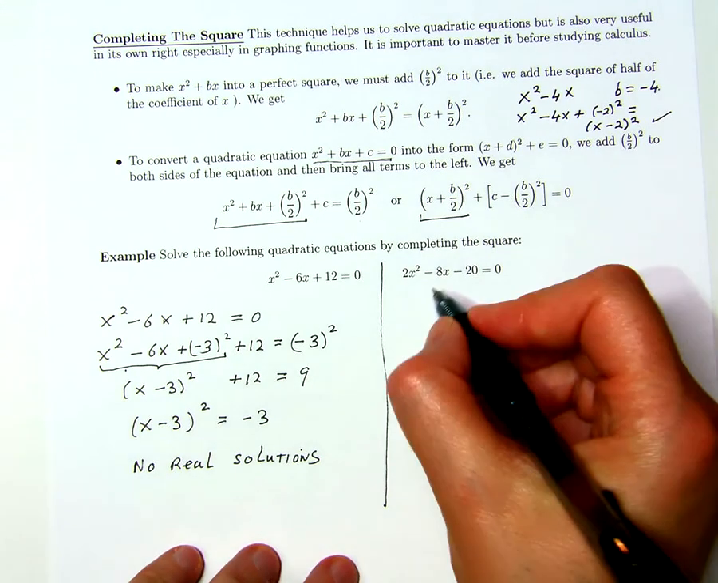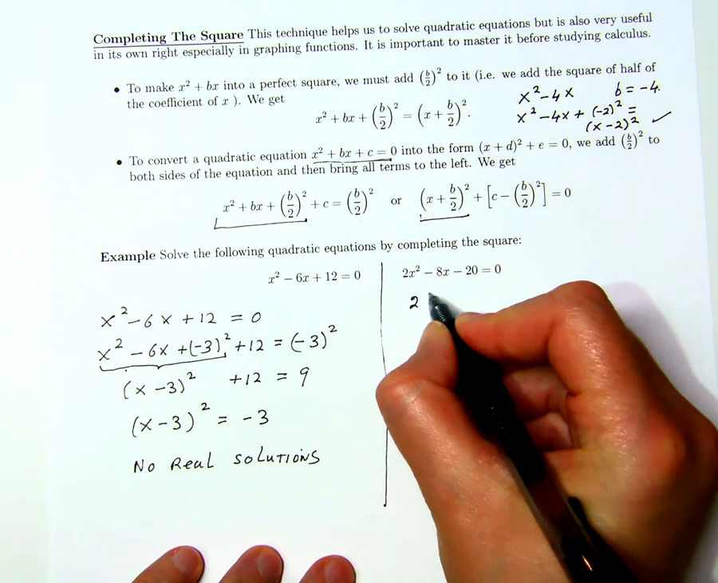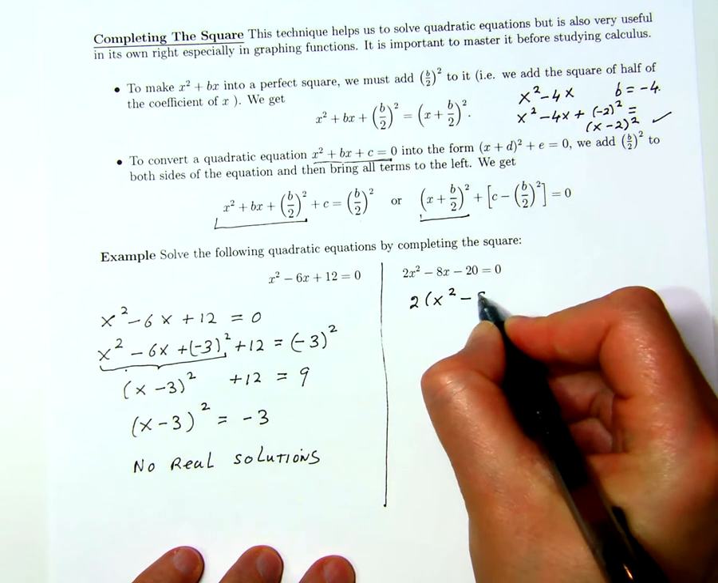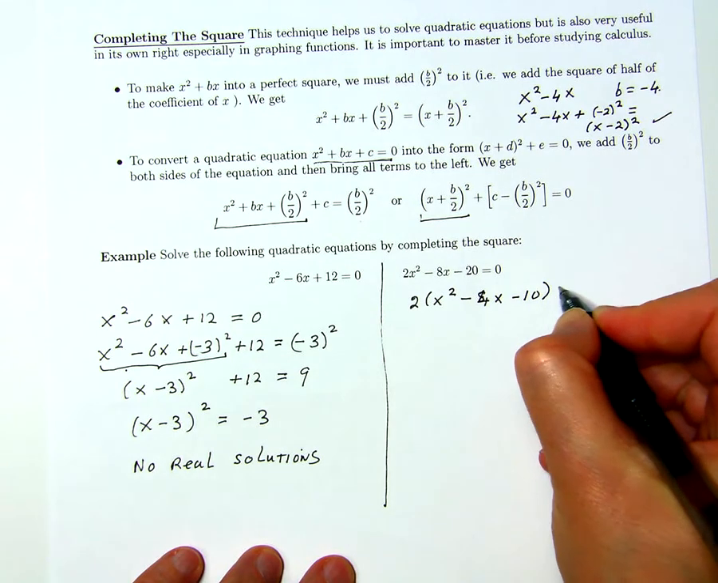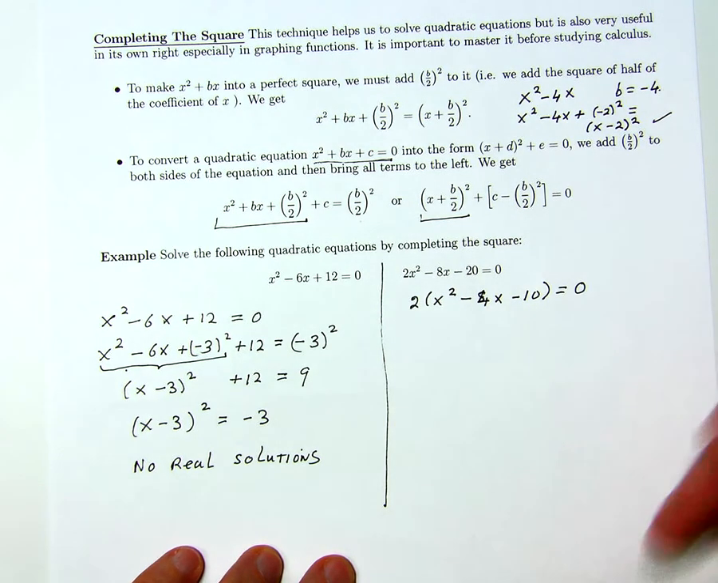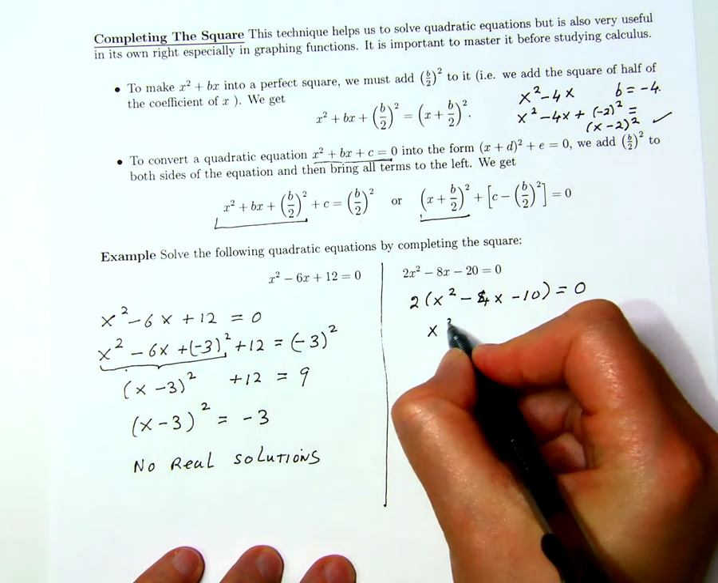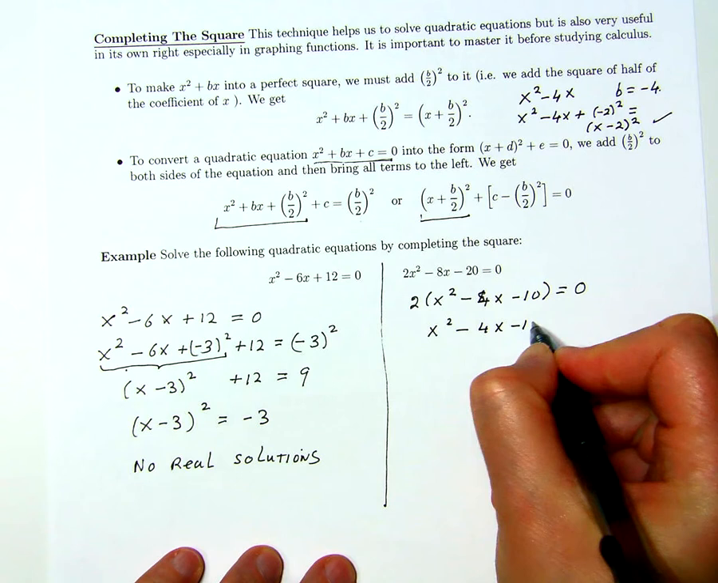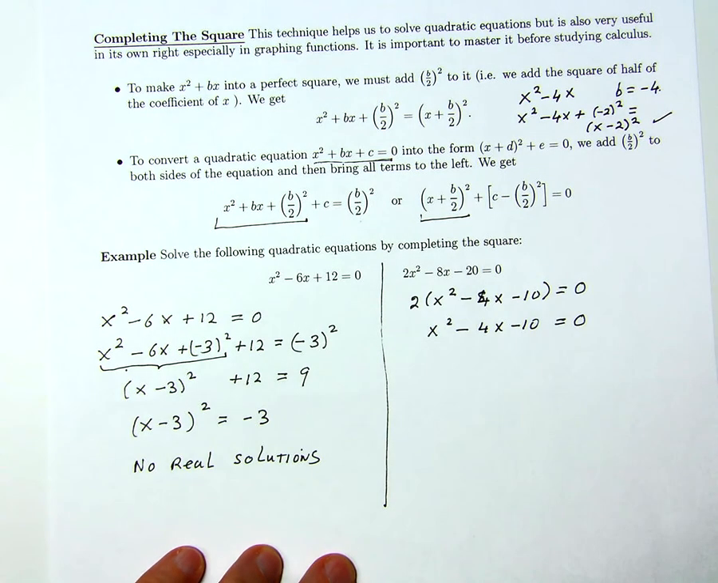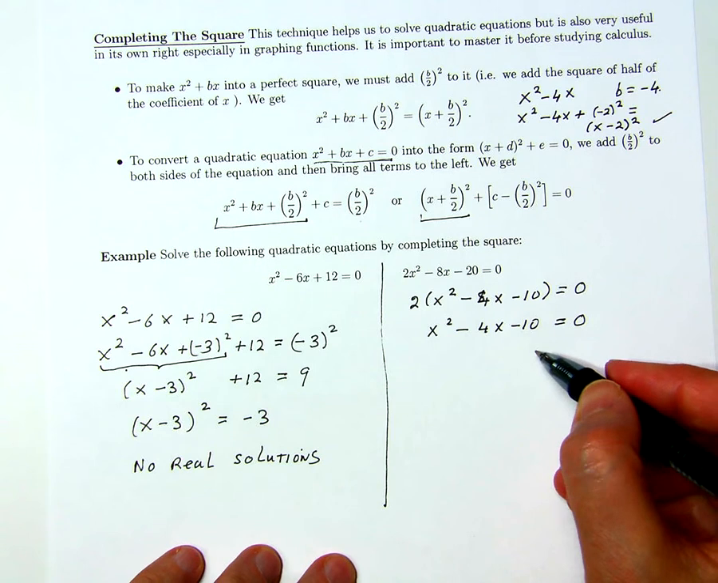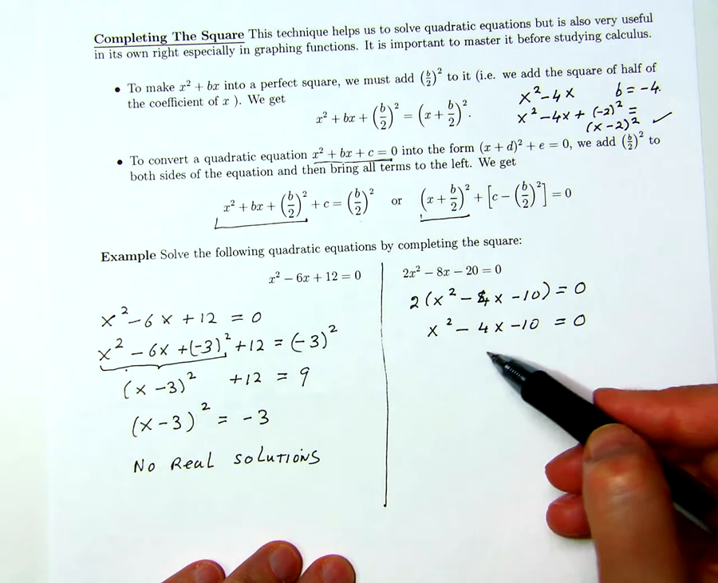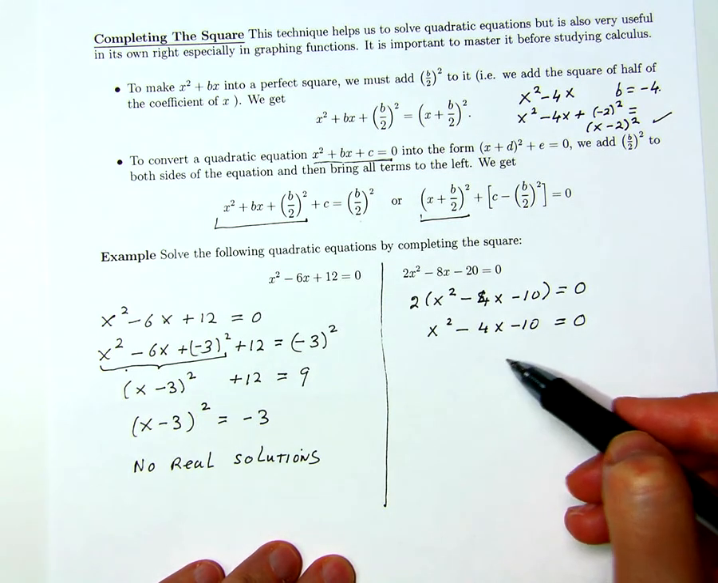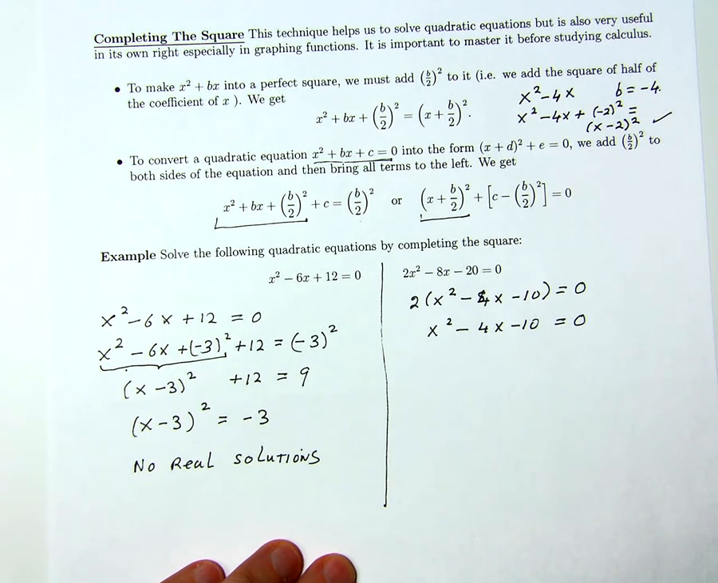How about this? Well, the first thing I can do is pull out a 2 from every term here. Sorry, that's 4x minus 10 equals 0. And now I could divide both sides by 2, and I get x squared minus 4x minus 10 equals 0. Now I must solve this equation. I'm going to complete the square, convert it to something of this form, and then find the solution. You might want to pause the video and check if you can do that, and then look at my solution.